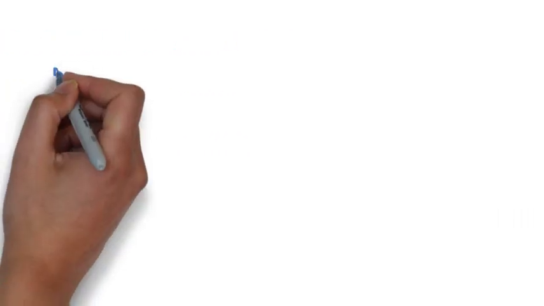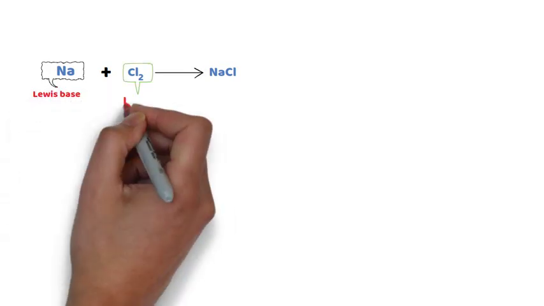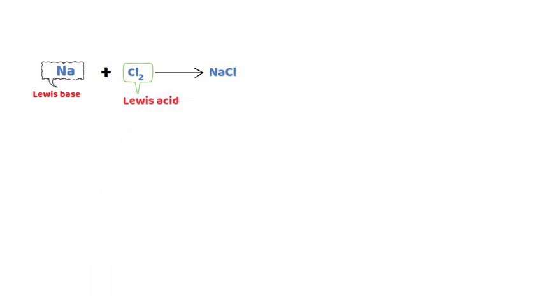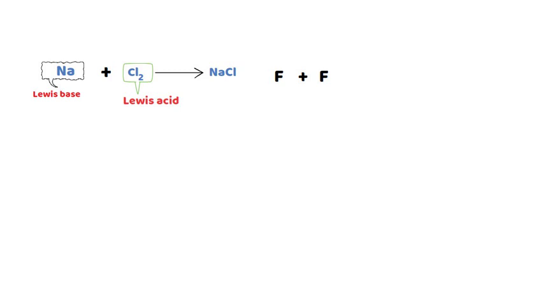Now, let me give you additional examples. Sodium reacts with a chlorine molecule. Finally, it forms sodium chloride. In this chemical reaction, sodium is a Lewis base because it donates electrons, but chlorine is a Lewis acid because it accepts electrons from sodium.